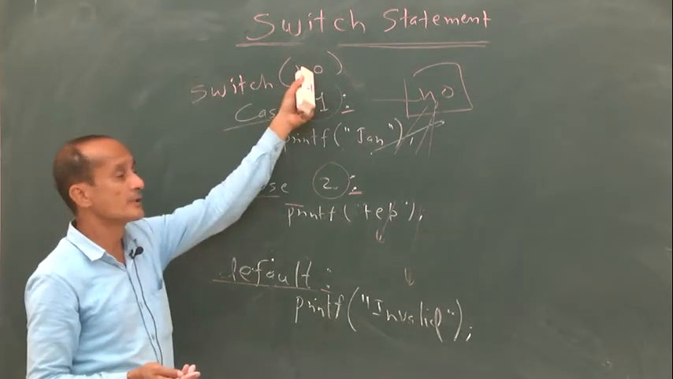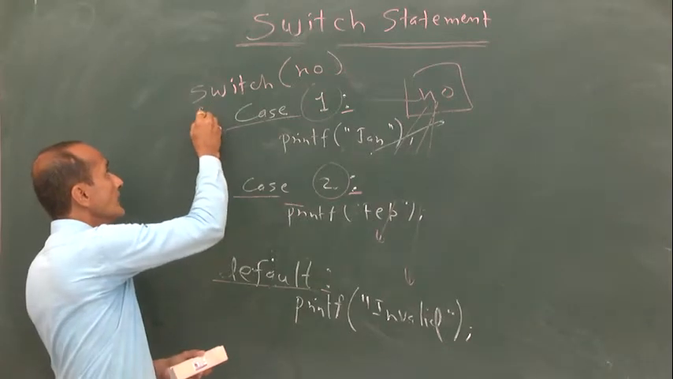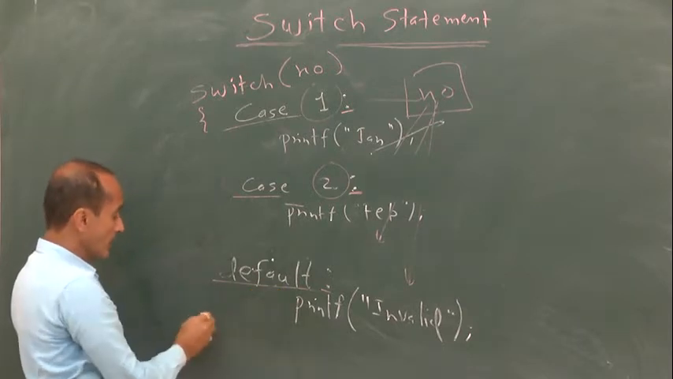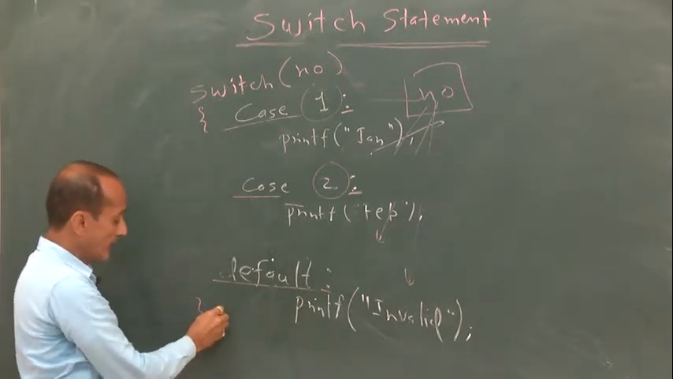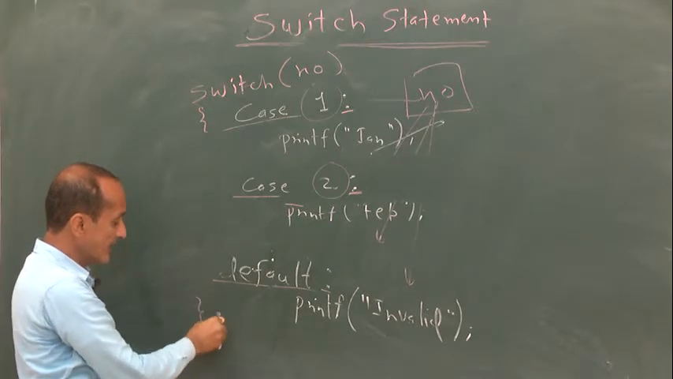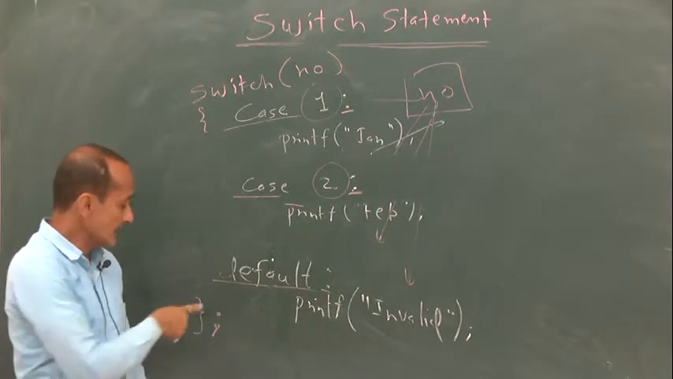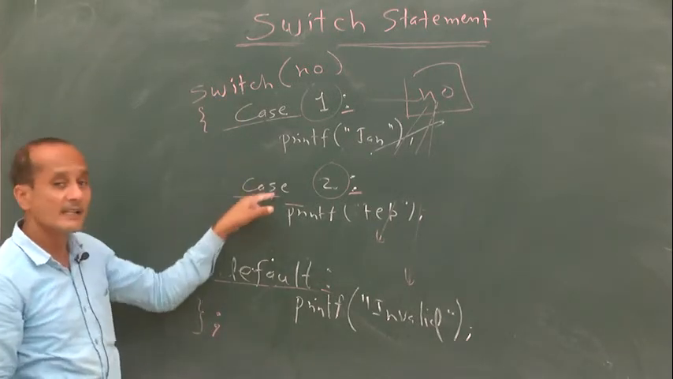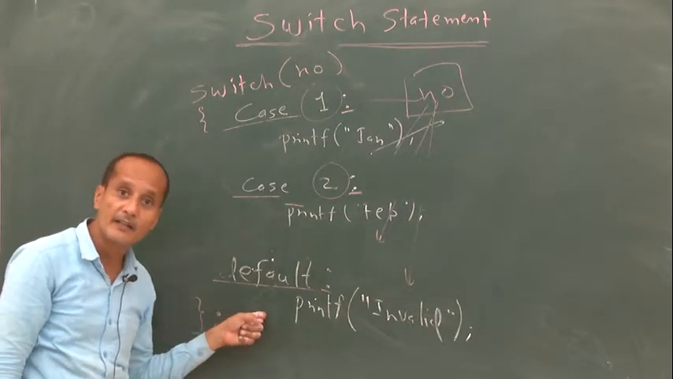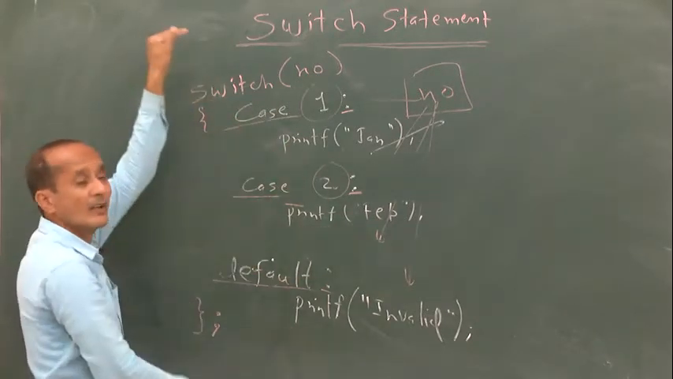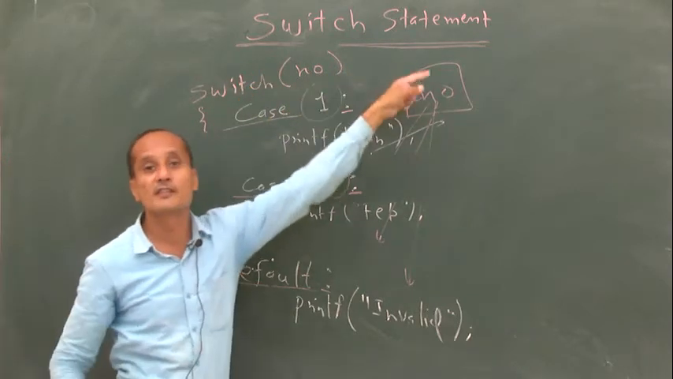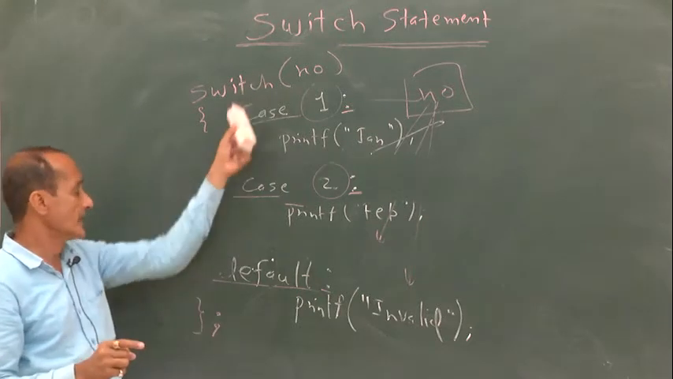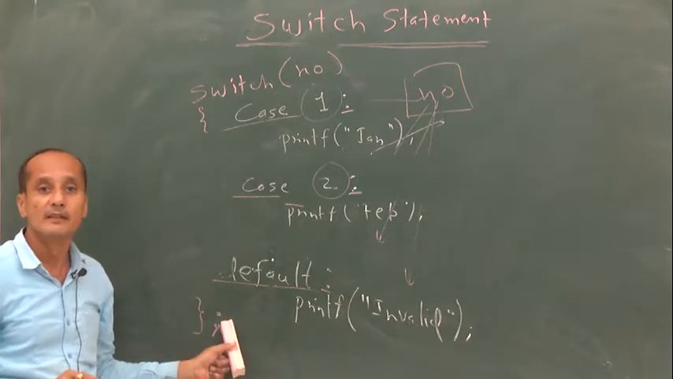So switch, expression in parentheses, then definitely put a curly brace start at the very beginning. Then all the cases will come. After your default, you will put one more curly brace, and without fail, don't forget to put a semicolon at the end. This semicolon indicates my switch statement is over. So one case, two case, three case, so many cases, finally the default case, all this together becomes one statement that is called a switch statement. In C language, every statement terminates with a semicolon. Switch statement also terminates with a semicolon.